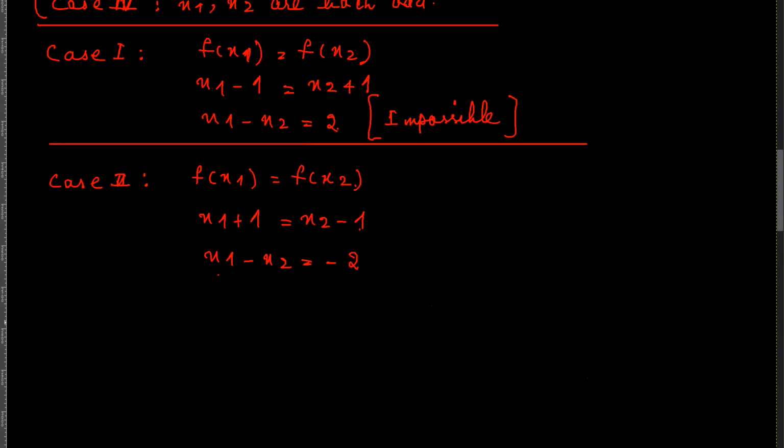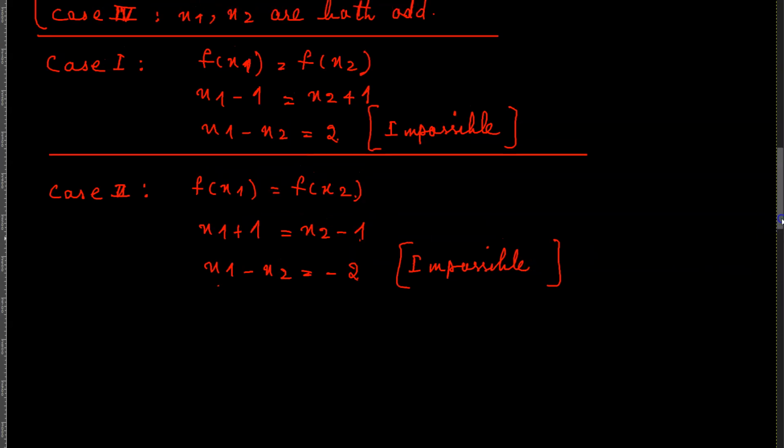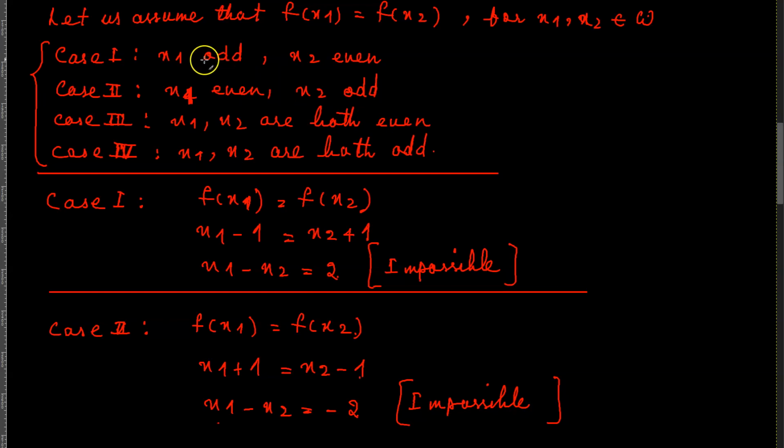This case is impossible, right? Which means that basically, both x1 and x2 must be either even or odd, meaning that, since these two cases are not possible, then either we have this case number 3, or we have this case number 4, right?